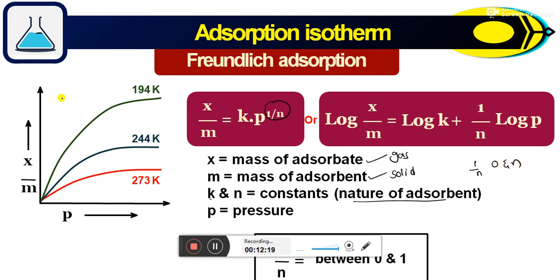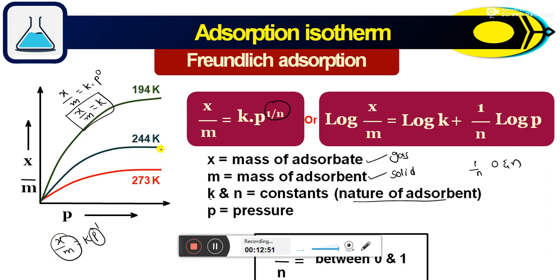x by m is equal to K into P to the power of 1 by n. When 1 by n is equal to 0, at high pressure x by m becomes constant. It means no more gas can be adsorbed. At low pressure, x by m is equal to K P to the power of 1 by n, which means that if you increase the pressure, more gas can be adsorbed at low pressure, not at high pressure. This is given at different temperatures.